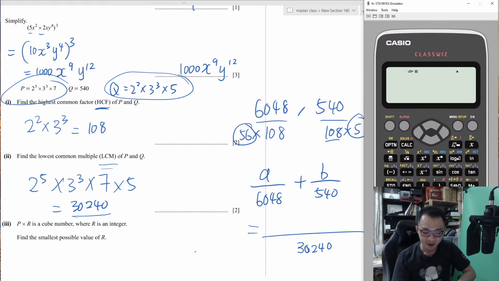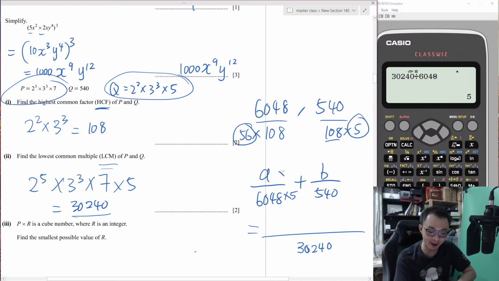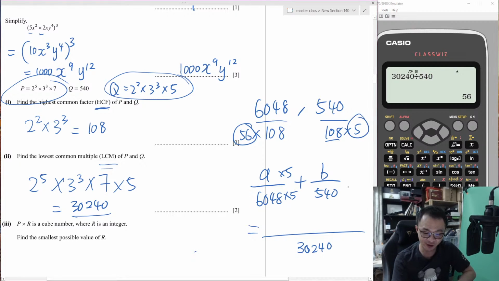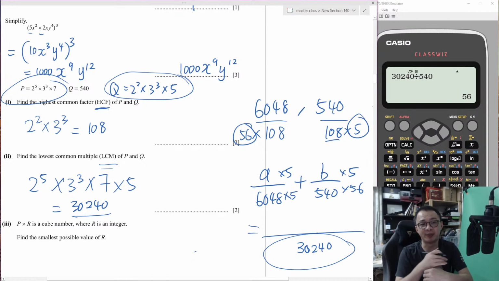So you can see if I have 30240, I divide it by 6048. I know here I just need to multiply by 5 to get this number. And this number, if I divide it by 540, then I know here I just need to multiply by 56. Then both of them can get the lowest common multiple. Okay, so yeah, this is the meaning of LCM and HCF here.